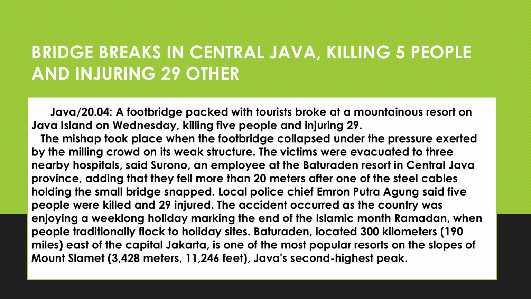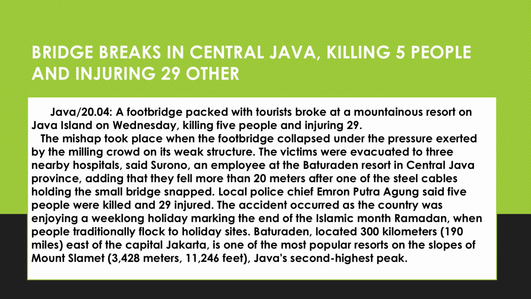A footbridge packed with tourists broke at a mountainous resort on Java Island on Wednesday, killing 5 people and injuring 29. The mishap took place when the footbridge collapsed under the pressure exerted by the milling crowd on its weak structure. The victims were evacuated to 3 nearby hospitals, said Shurono, an employee of the Batudan resort in central Java province, adding that they fell more than 20 meters after one of the steel cables holding the small bridge snapped. Local police chief Emron Putra Agong said 5 people were killed and 29 injured.